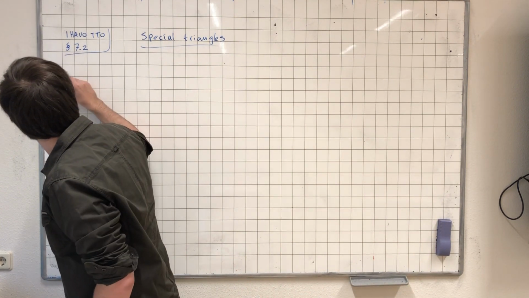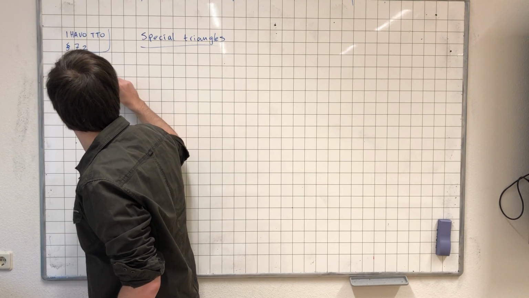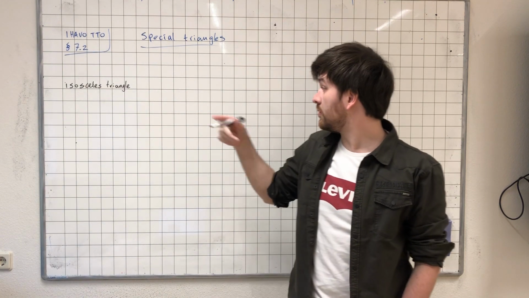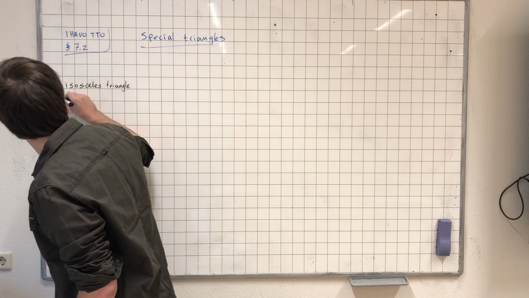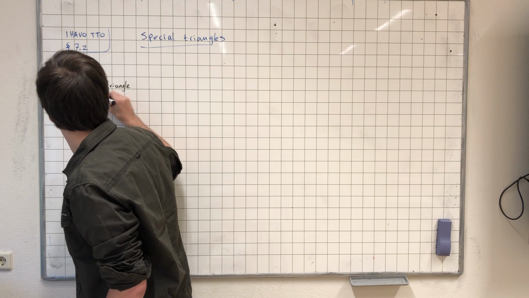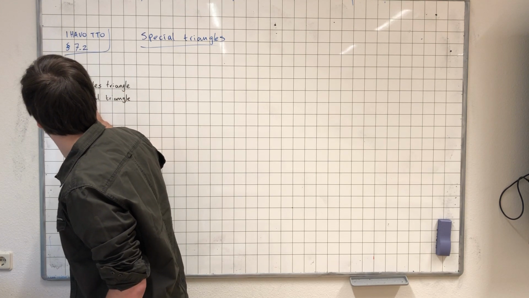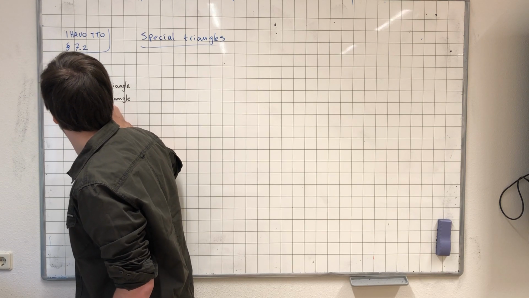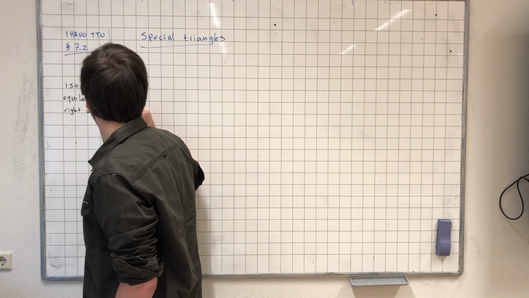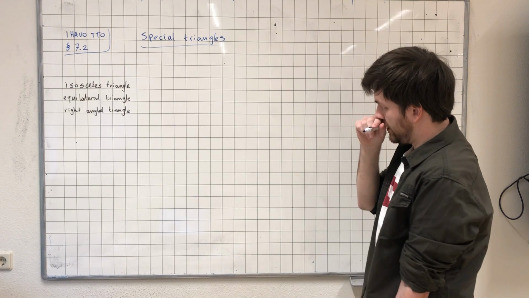The first one that we're going to look at will be an isosceles triangle. After that, we're going to look at the equilateral triangle. And the last one is the right-angled triangle. But first we're going to look at the isosceles triangle.